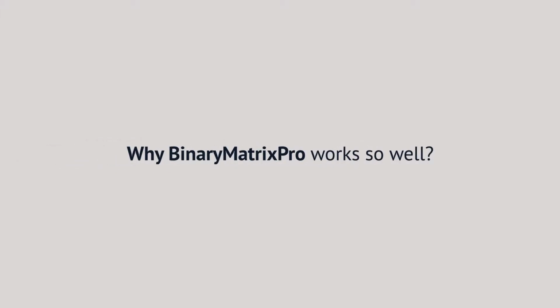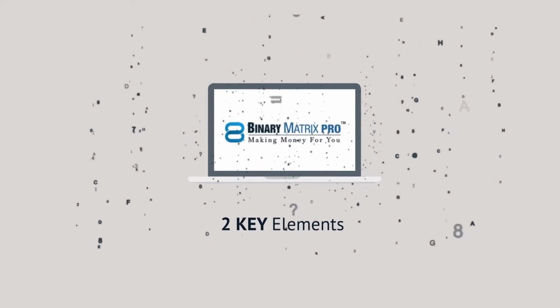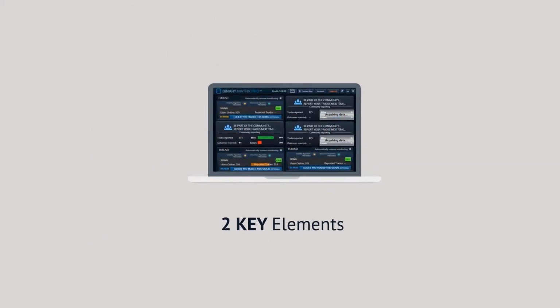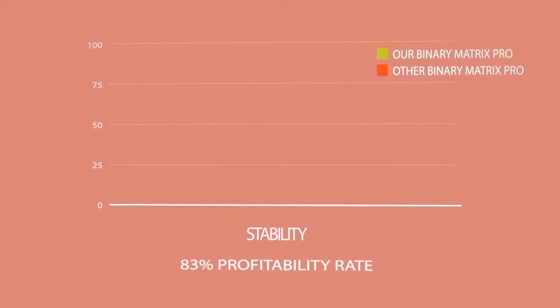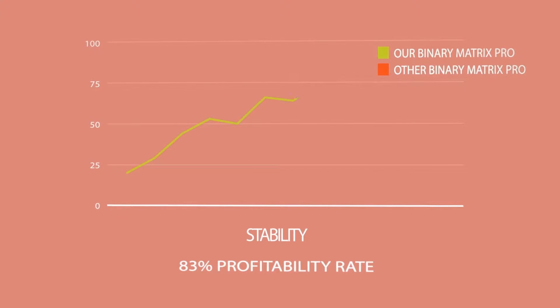Why does Binary Matrix Pro work so well? There are two key elements that enable the Binary Matrix Pro signal software to work so well, to be so profitable, and most important, to be so stable. The almost 83% profitability rate has been maintained for a very long time.